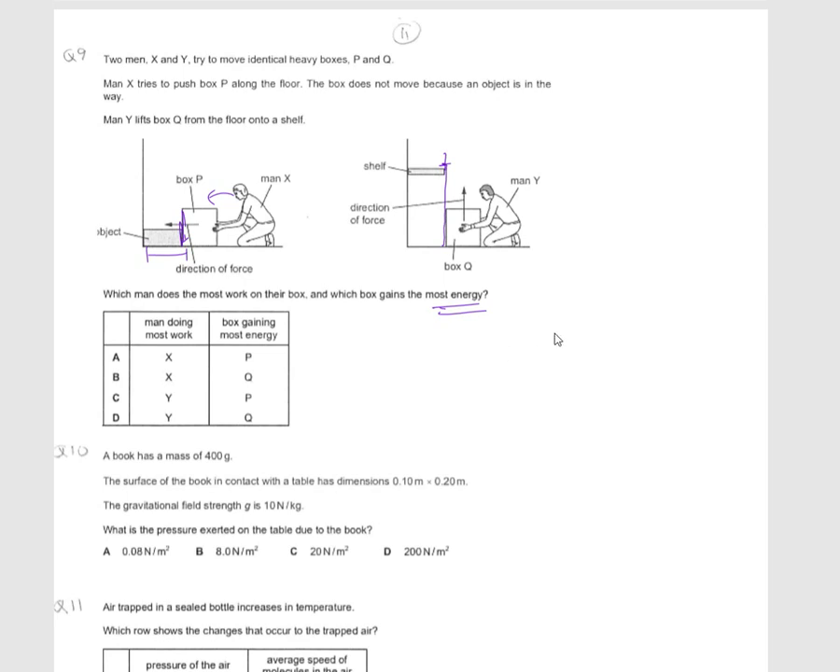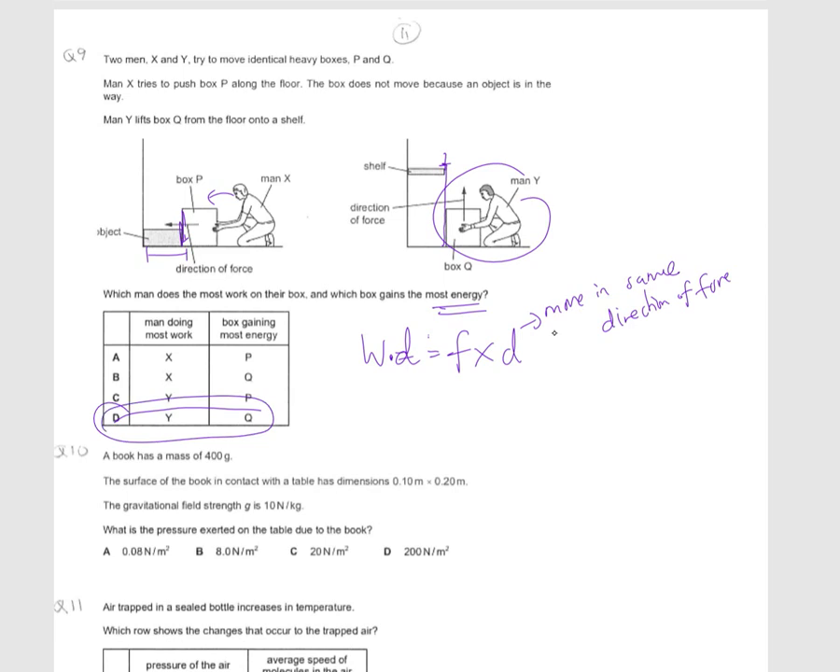Okay, so work done is equal to force times distance. So it moved in the same direction as the force. So which one has moved in the same direction? Therefore, it's Q. So therefore, it's going to be Y. So this is the answer. The answer is D.